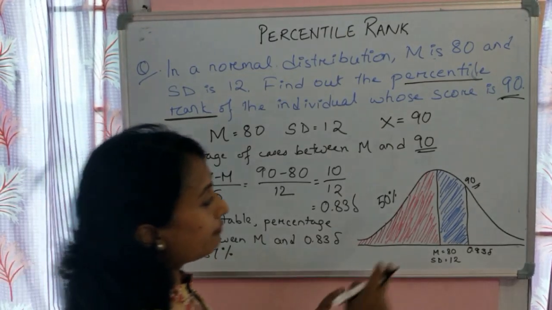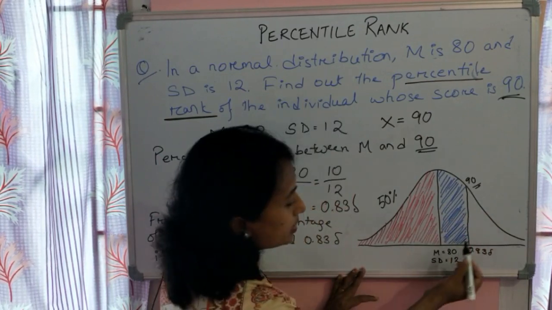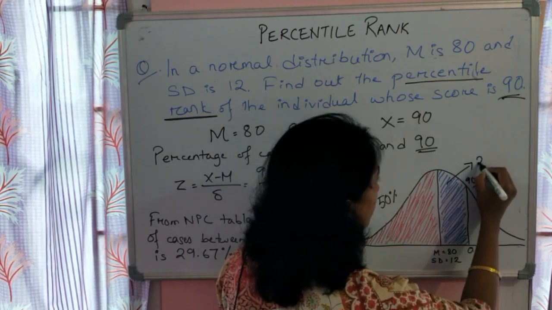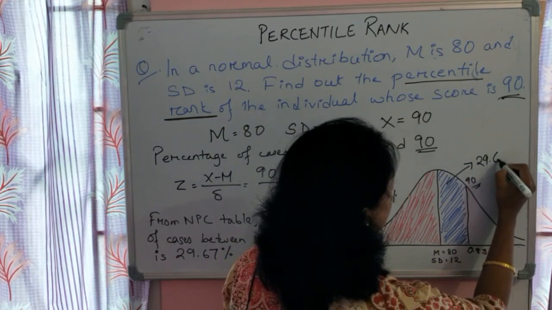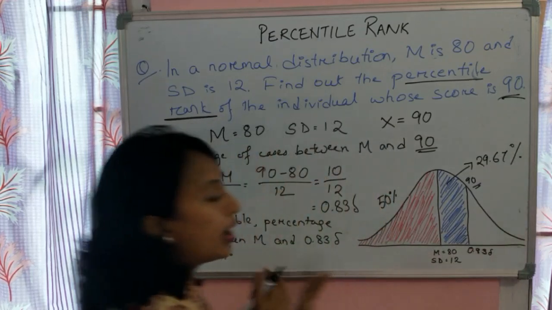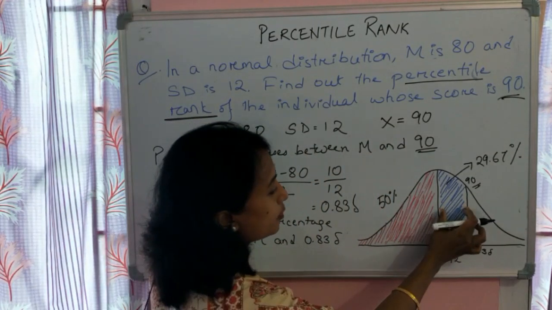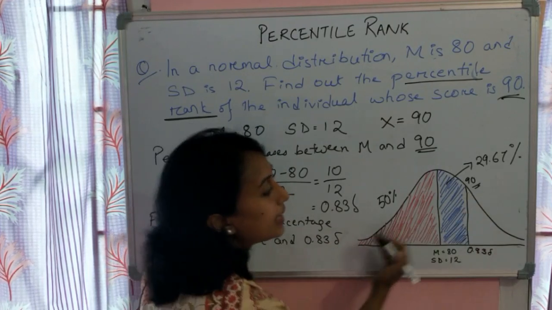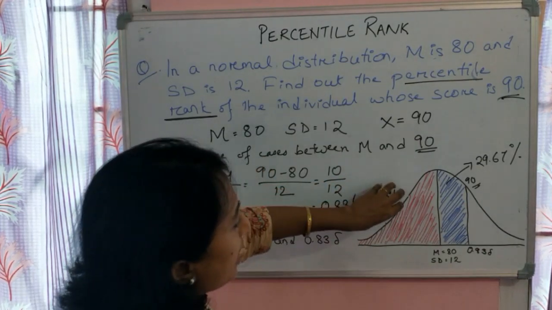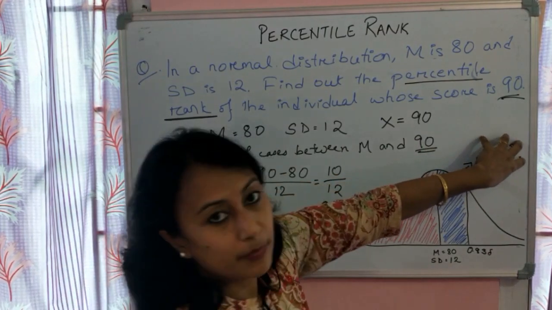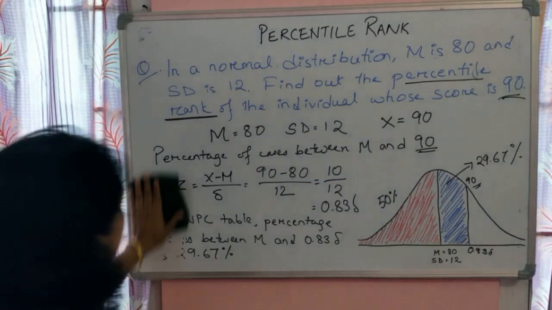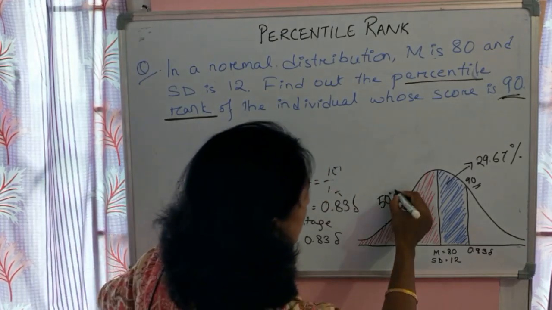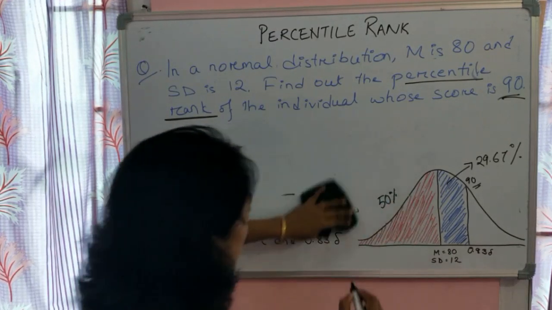Fine. So we have found out the percentage of cases for this blue portion. This comes to 29.67%. Now what we have to do? We have the percentage for this portion, we have the percentage of this portion, and we need the percentage of the whole below 90, this portion. So what we have to do is add this 50% and 29.6%. That will give us the percentage of scores or cases lying below the score 90.